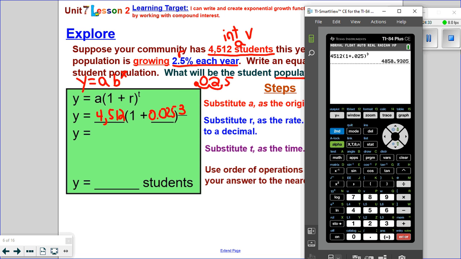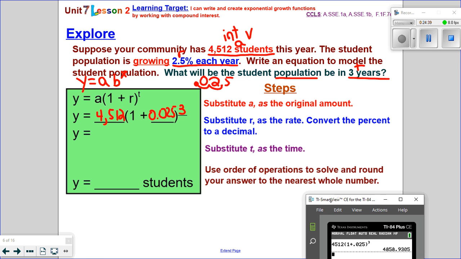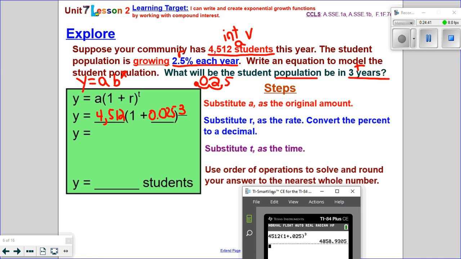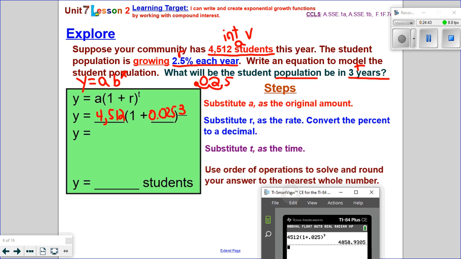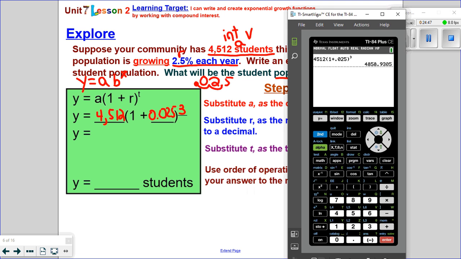So it says, what will the student population be in 3 years? It says use your order of operations to solve. Calculate it and round your answer to the nearest whole number. So round it to the nearest whole number. 4,859 students. And that's basically what you do. All right. Okay.